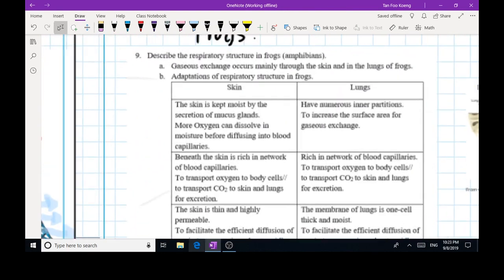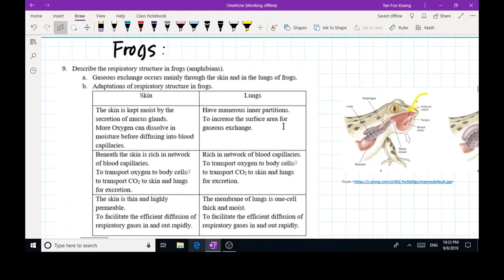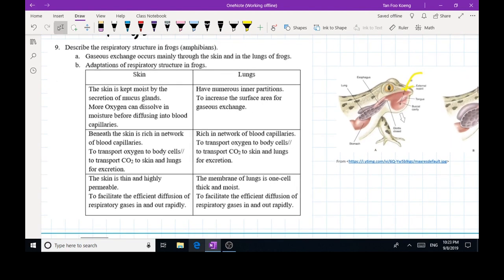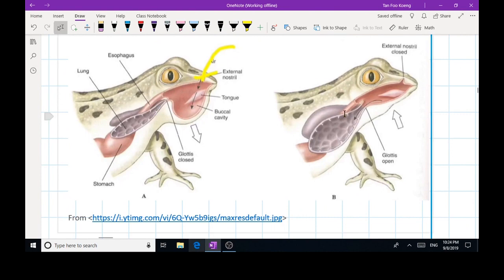Then number four is about frogs, the frog's respiratory system. They are just like human beings because they have lungs. But unlike humans, they do not have alveoli. Inside the lungs, we find a lot of partitions. This is the lung, and we find small rooms here. This is partition number 1, partition number 2, partition number 3. What is the use of partitions? It is to increase the total surface area for the gaseous exchange to take place.